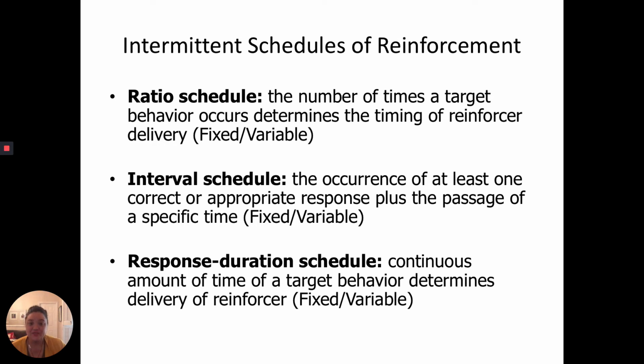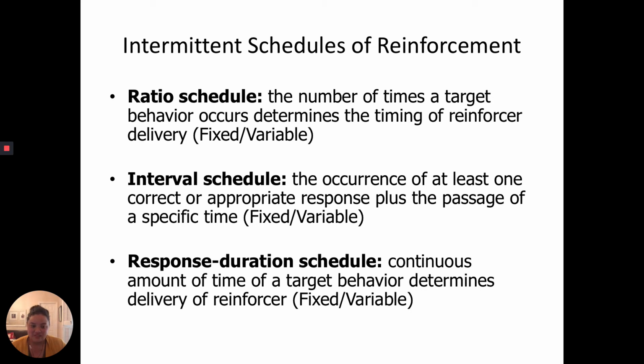Okay, so the time is the standard. So it's when you see the behavior occur once, right? And then a passage of time, right? In fixed interval schedules, that passage of time is constant. In variable schedules, that passage of time is variable, right? And varies on average. All right.